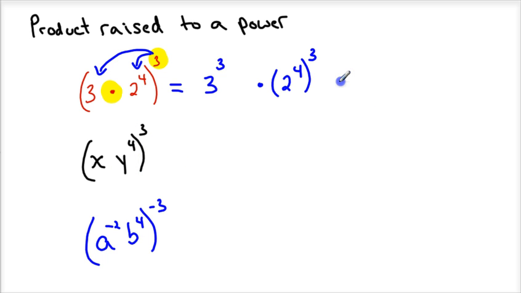3 to the 3rd power stays as 3 to the 3rd, times 2 to the 4th raised to the 3rd power becomes what? Excellent, 2 to the 12th power. And if I want you to evaluate these, I will ask you to, but right now, just leave them just the way they are.